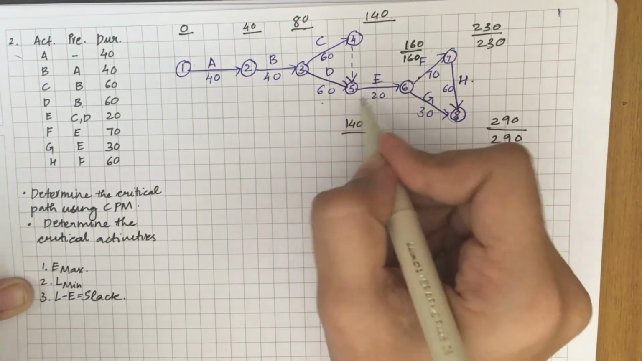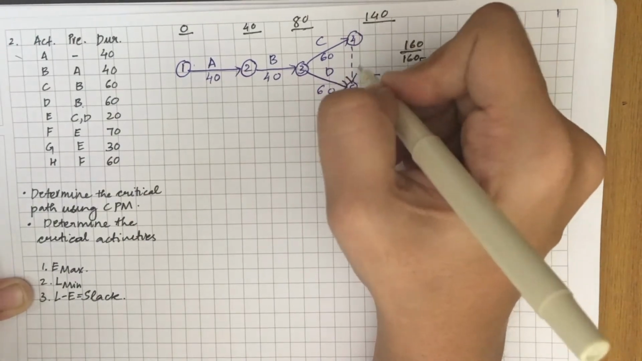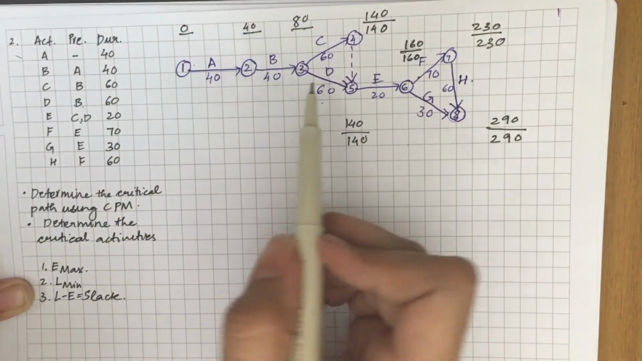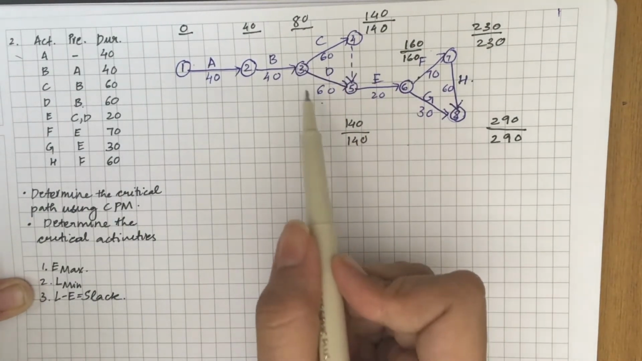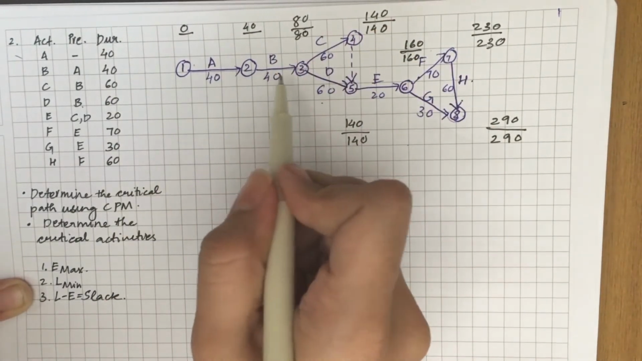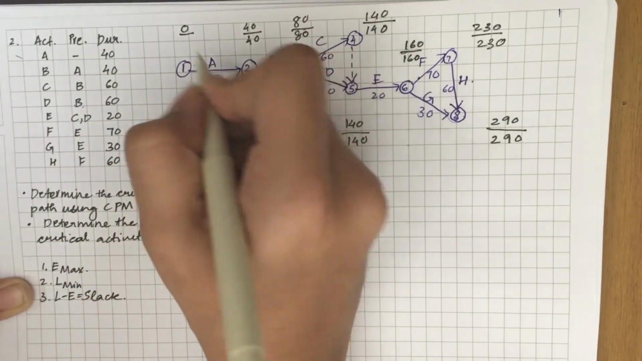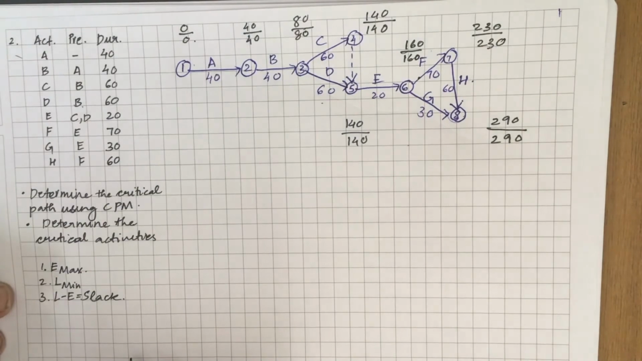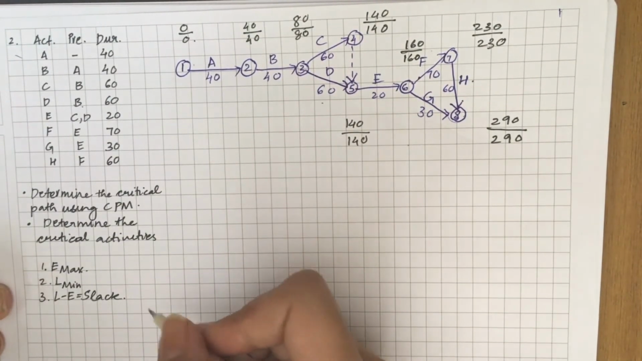For the fifth event, 160 minus 20, 140. For the fourth, 140 minus 0, 140. For third, 140 minus 60, 80. For the second, 80 minus 40, 40 minus 40, 0. So now we will determine all the critical events by calculating the slack for each event.